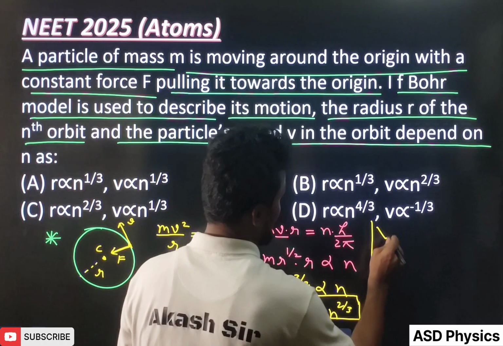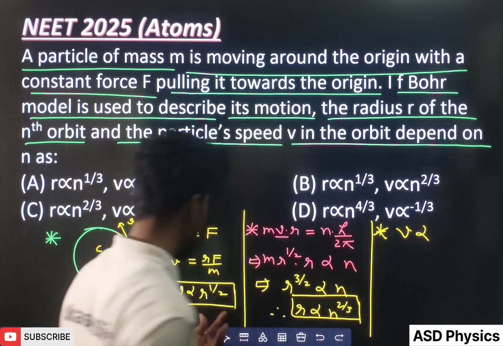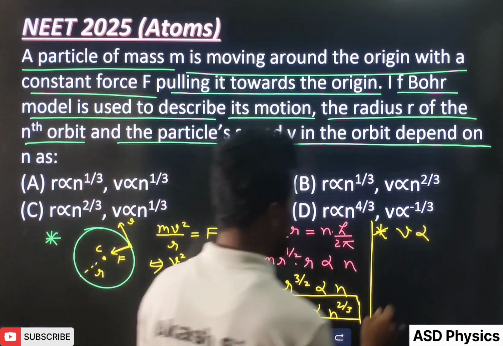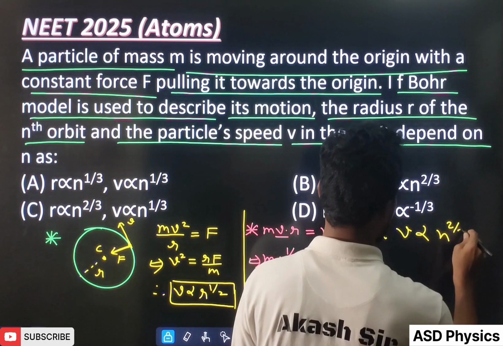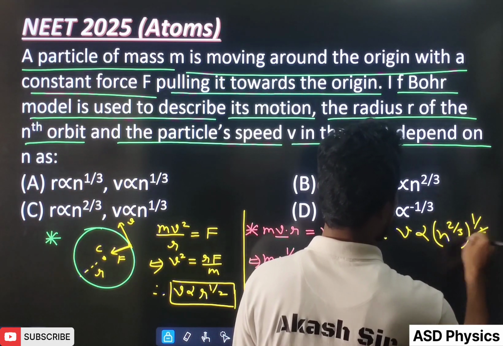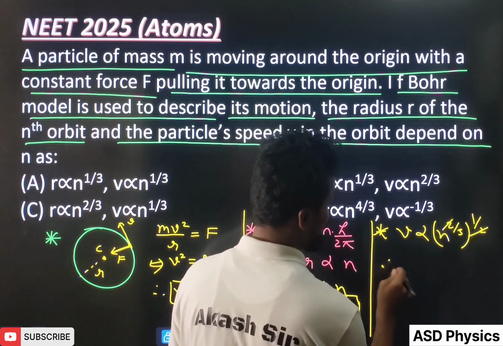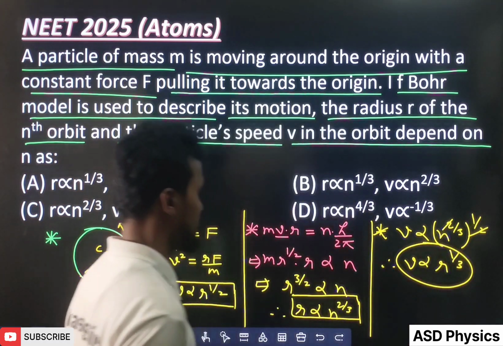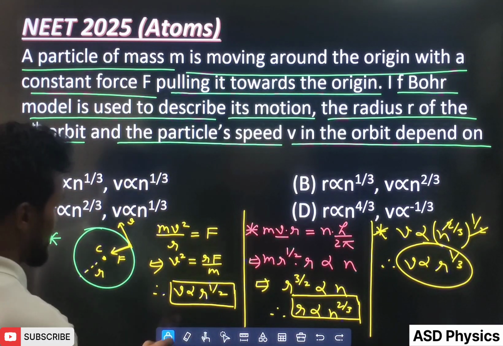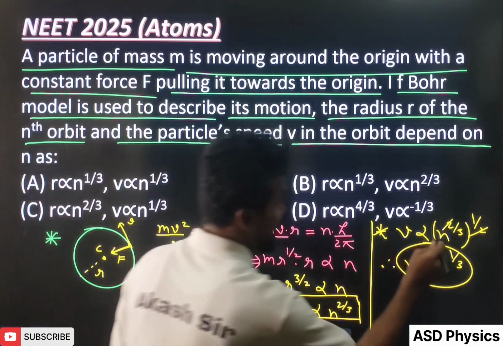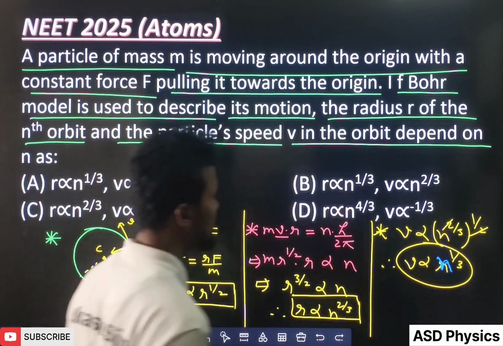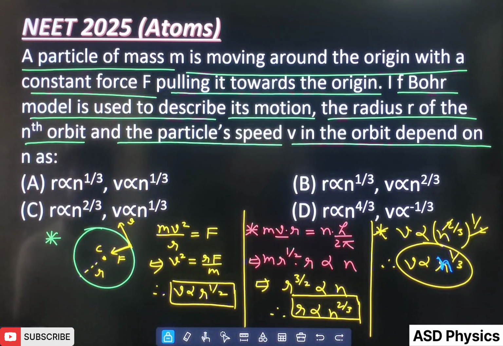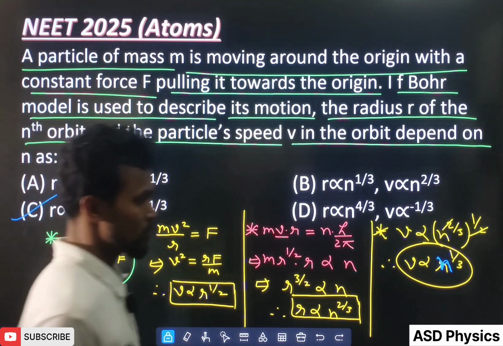And after that, when we go for the speed, what is this? r to the power half. So r means n to the power 2 by 3, and here half, this half and this half cancel. So what will come here? This v is directly proportional to n to the power 1 by 3. Not r, it is n actually. So see here, n to the power 2 by 3 and n to the power 1 by 3. The correct option is option C.